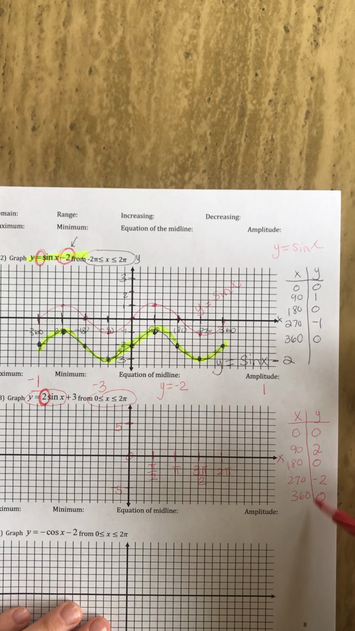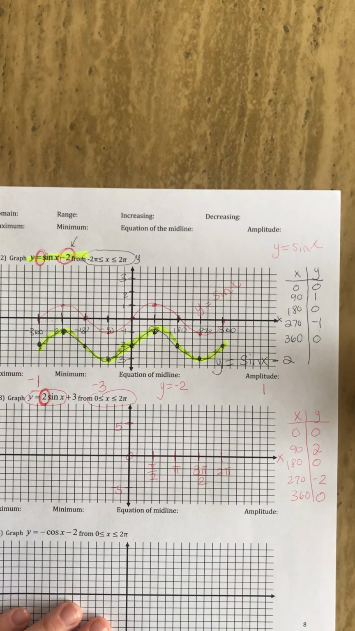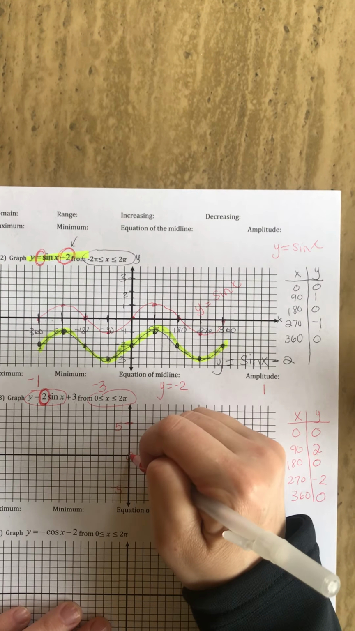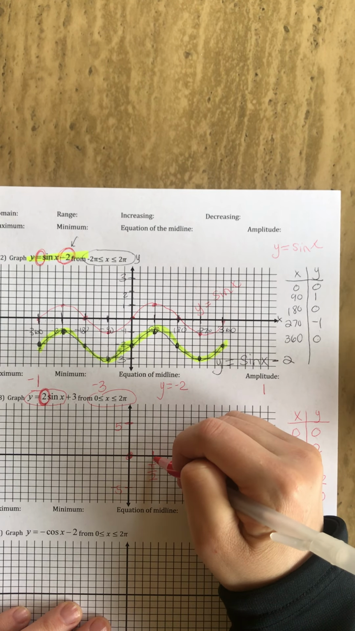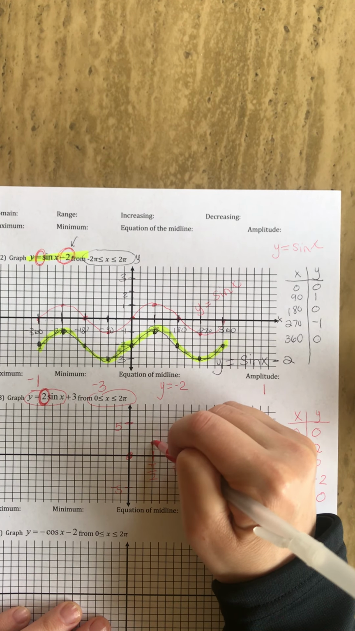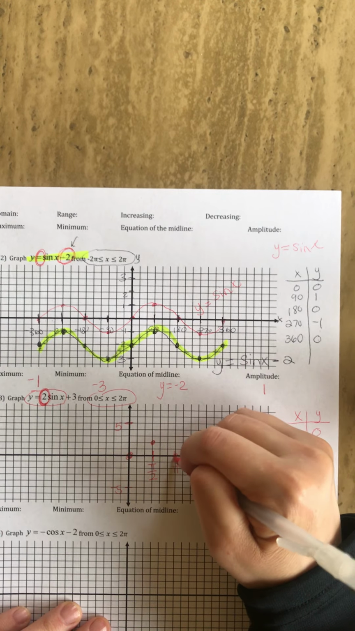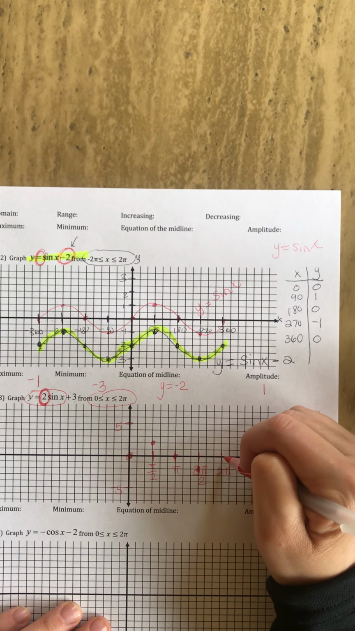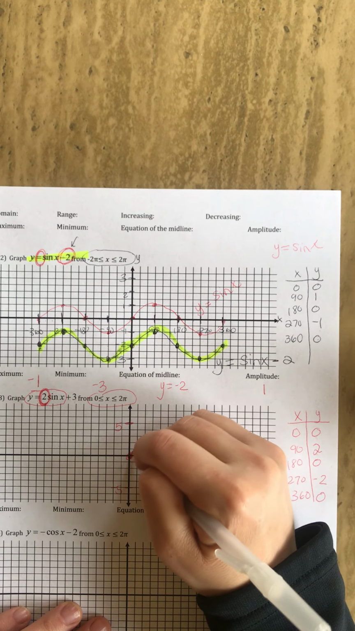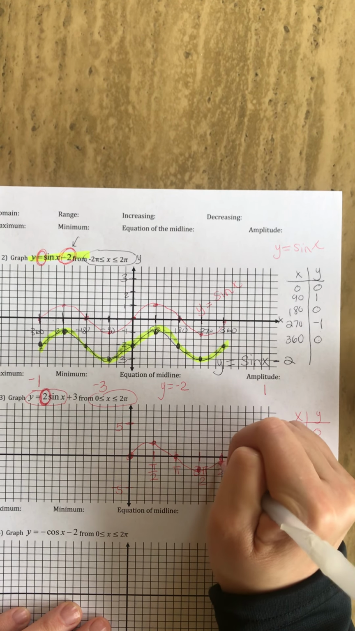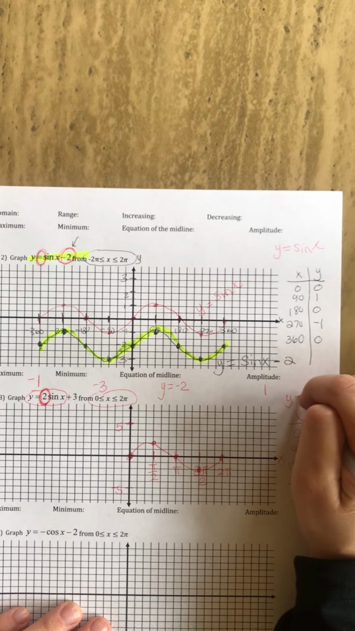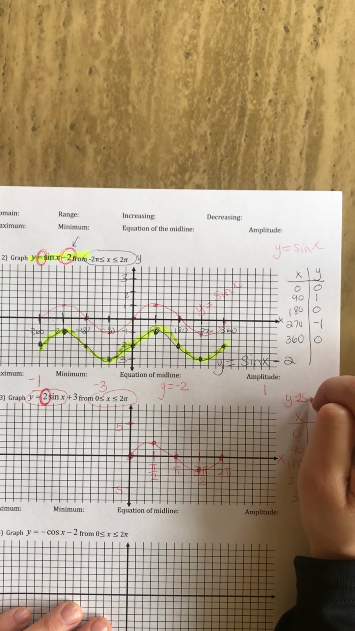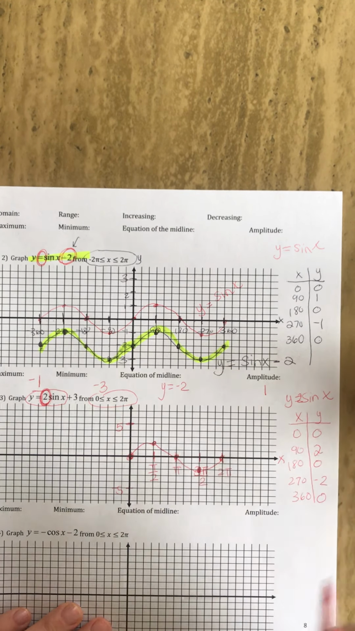Okay, so we're going to go ahead and graph the original. We're going to start at 0, go up to 2, back down to 0, to -2, to 0. Now there's no shift that's happened here. This is the original, y equals 2 sine x.